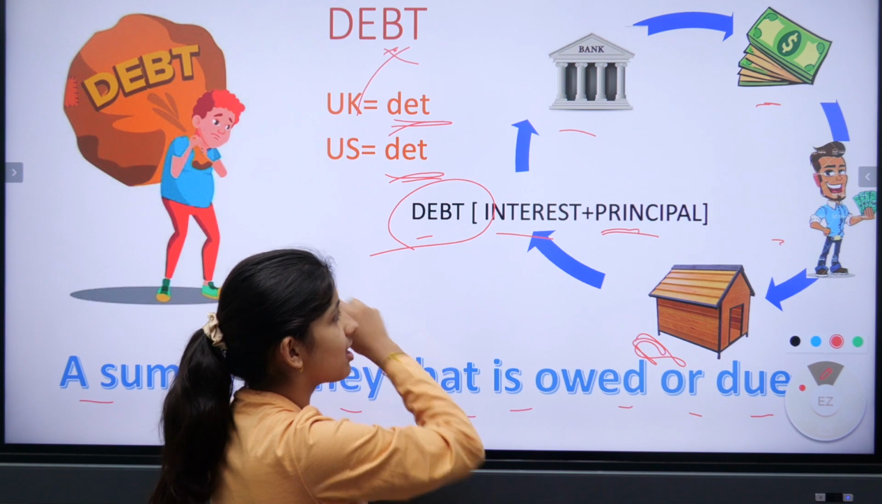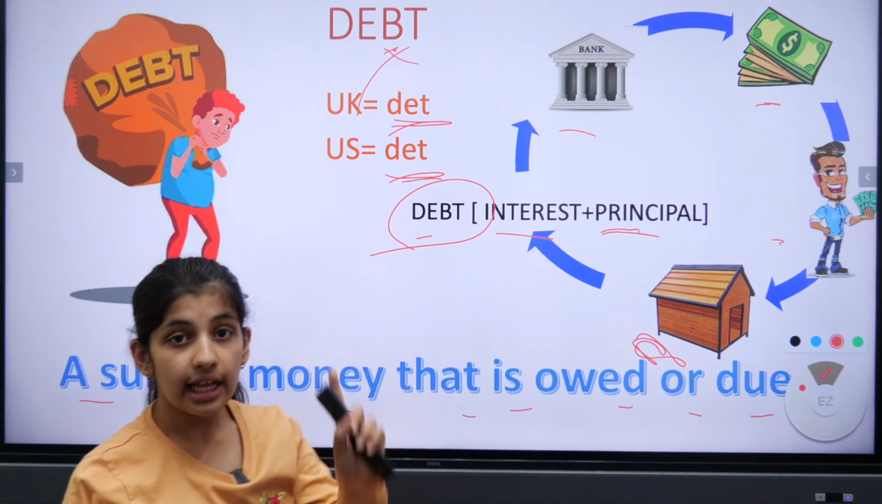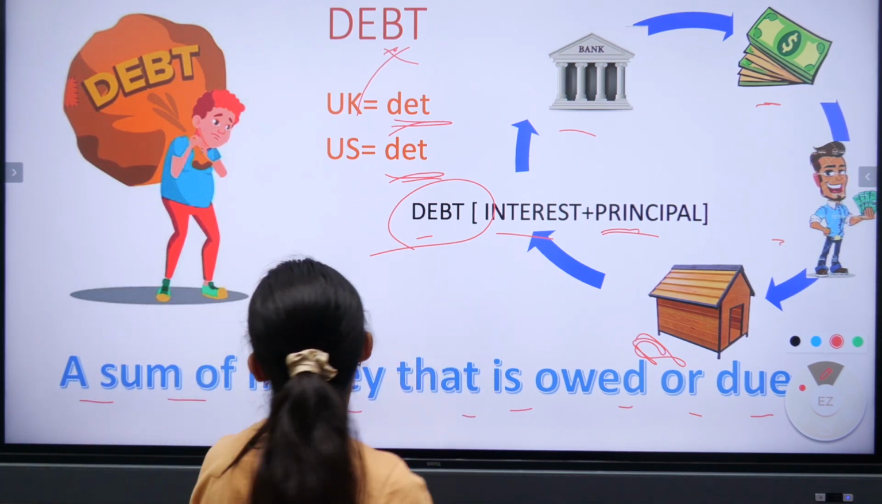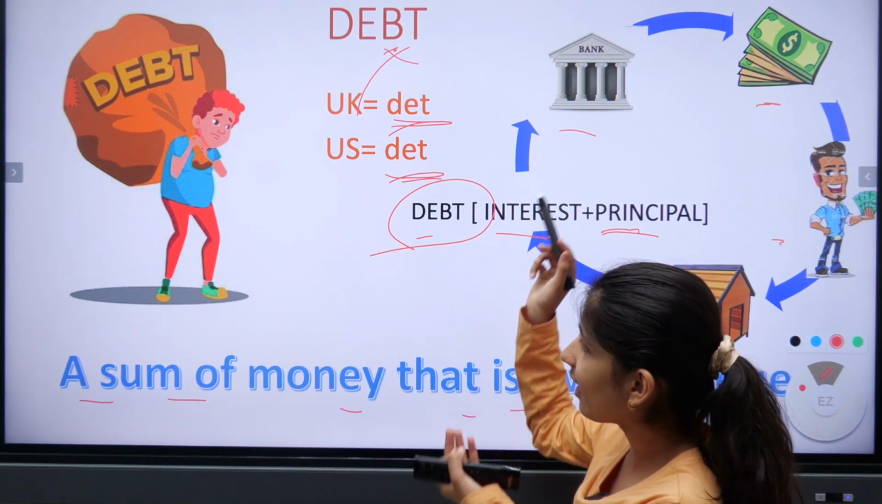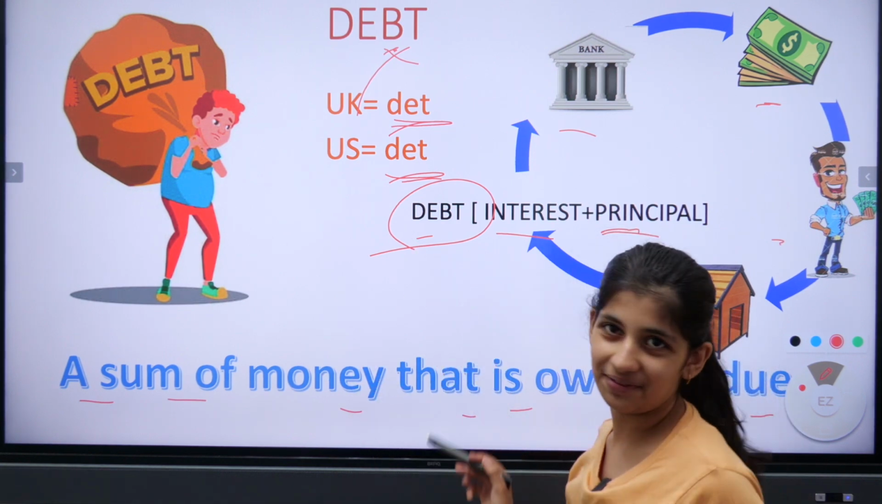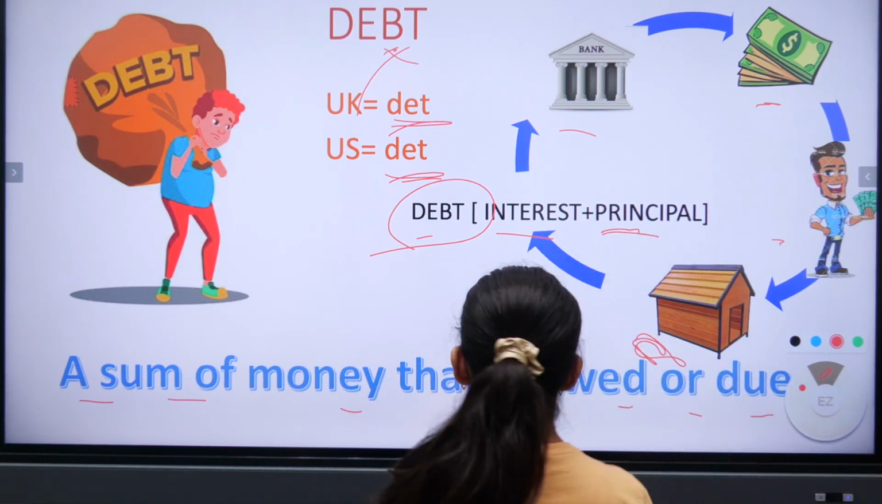So this amount is known as debt. I repeat, debt. So this man, I think he has fallen into a debt trap. Means he is not able to pay the debt back. So he's carrying a huge amount of debt. This is just a funny picture anyway.